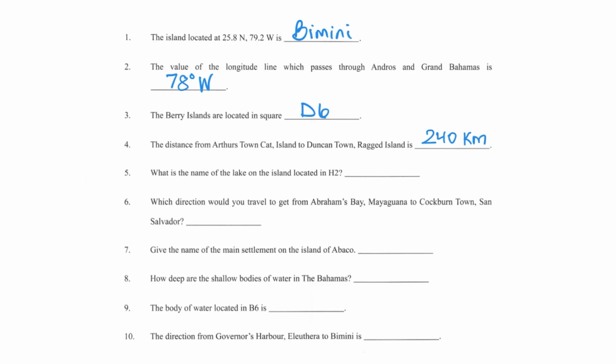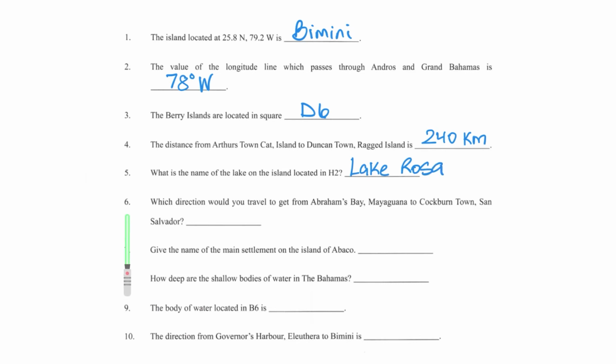And the only island located within that square is that island right there, which is Inagua. So the question is asking us for the name of the lake. That lake that's located within Inagua is Lake Rosa.